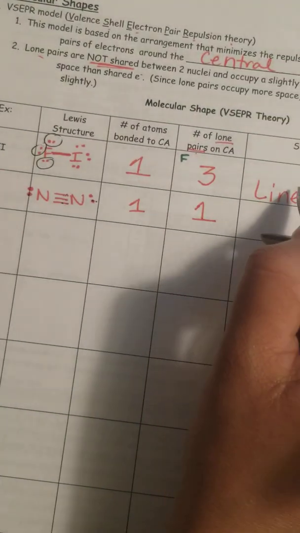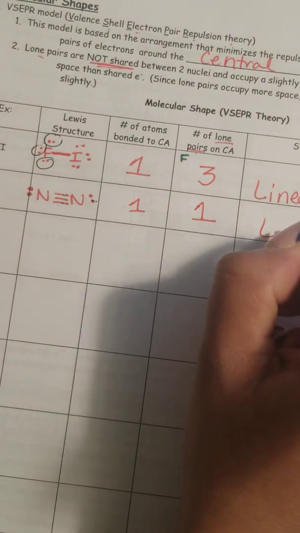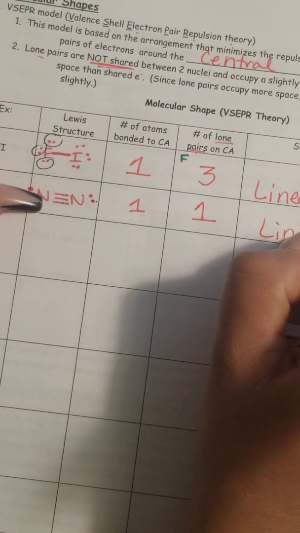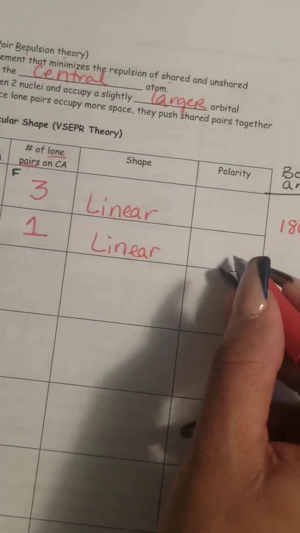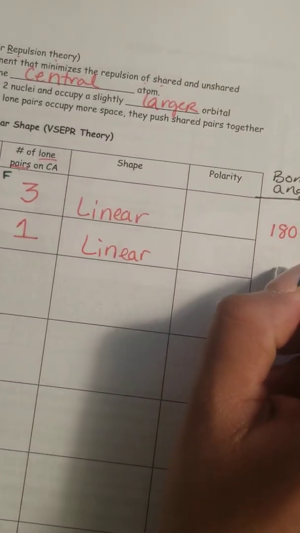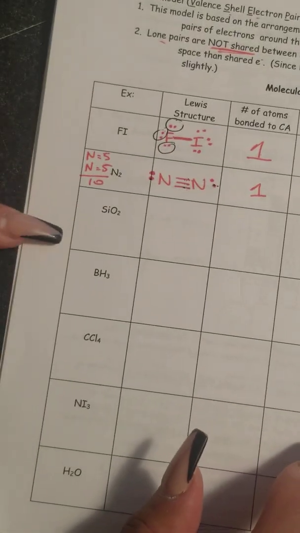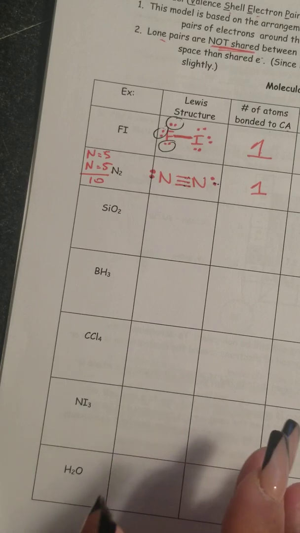All right. Shape, linear. It's linear. We'll come back to polarity. And what is the bond angle? 180 degrees. Again, I know this is weird. It will make more sense soon.